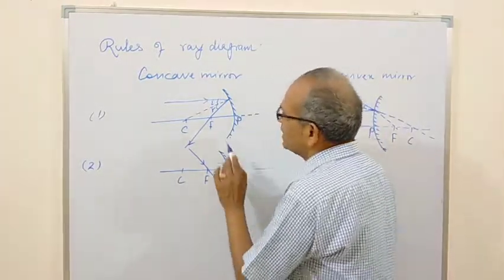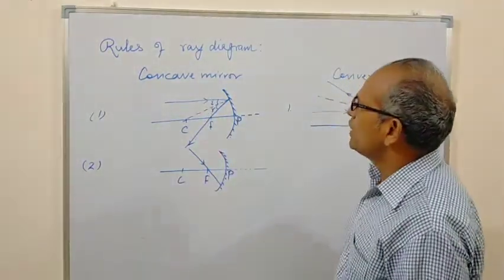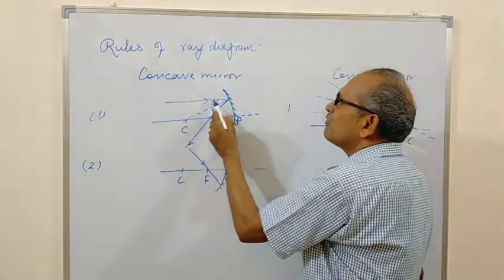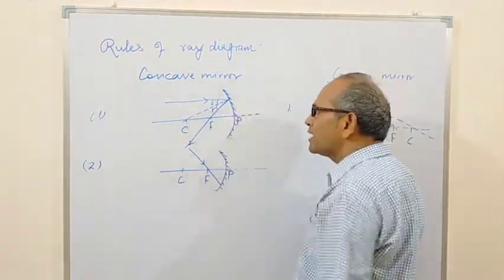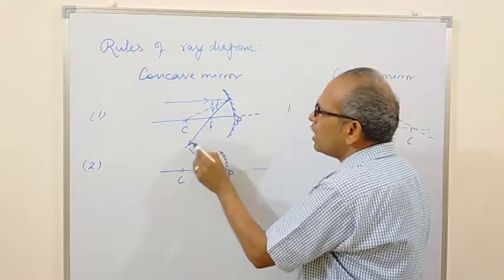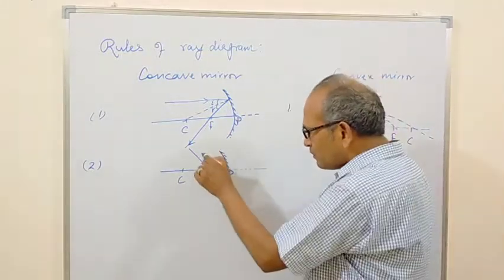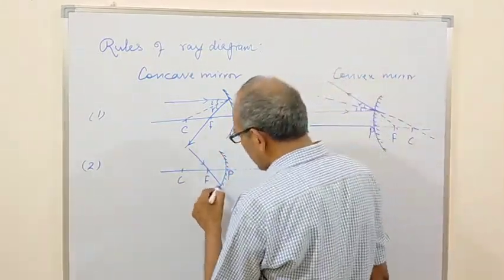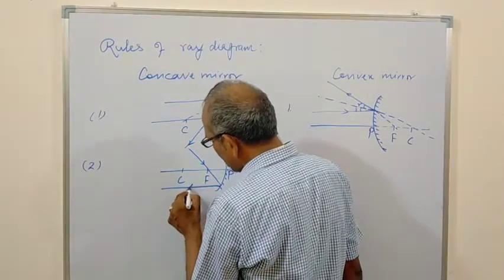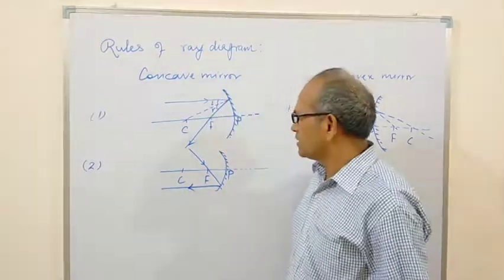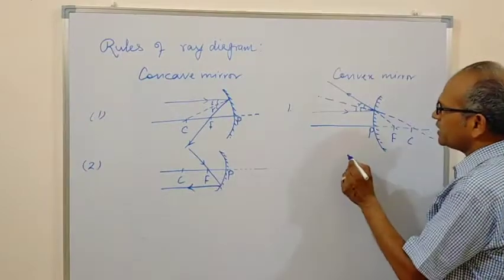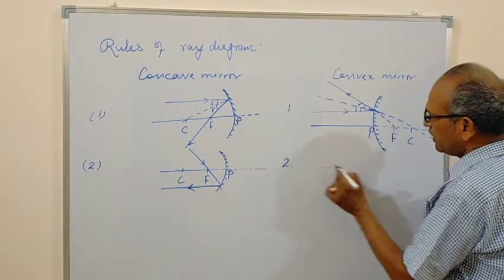So in the first one, you might have seen that when the ray of light is incident parallelly, then it is passing through the focus. And if it passes through the focus, then what will happen? It will become parallel. This is reversibility. And what if I take one convex mirror?